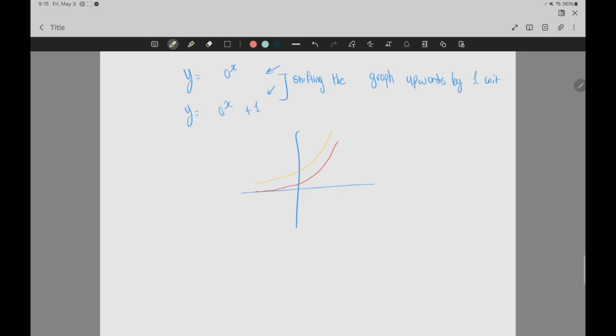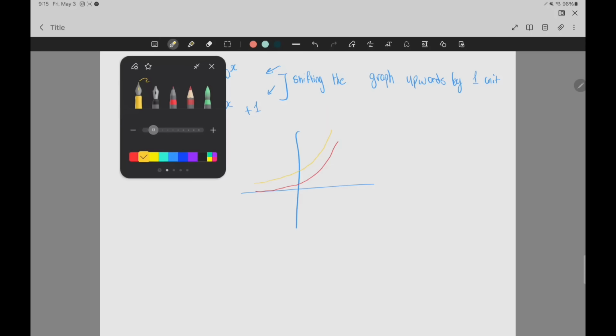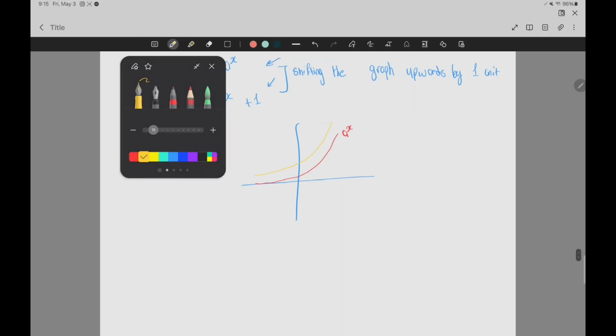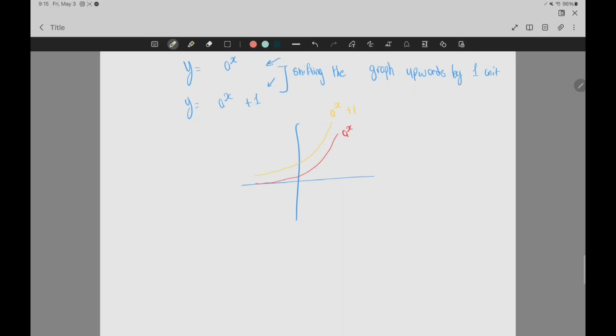So you could write it like this. But there would be another case. I'm going to label the red one a to the x, and I'm going to label the yellow one as a to the x plus 1.